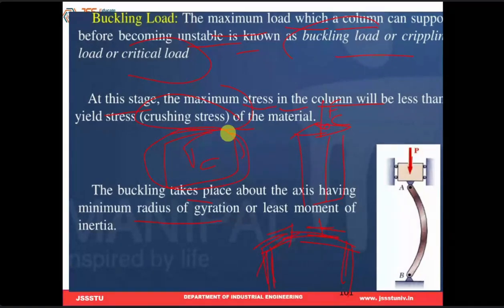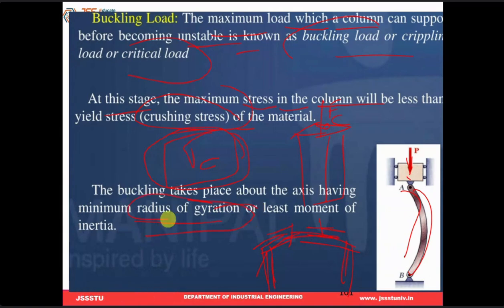So as I told you, whenever the load is applied on any column, it's going to take a buckling action like this. This is called buckling action. Now this buckling takes place about the axis having minimum radius of gyration. I think we have discussed in the last two videos, in the beam concept, radius of gyration.